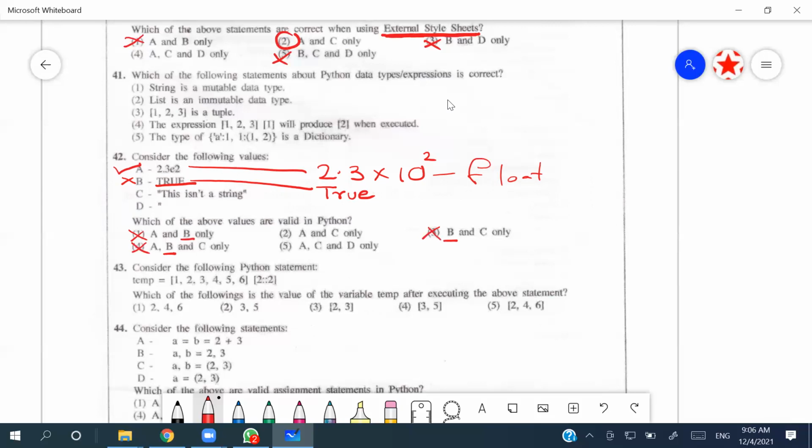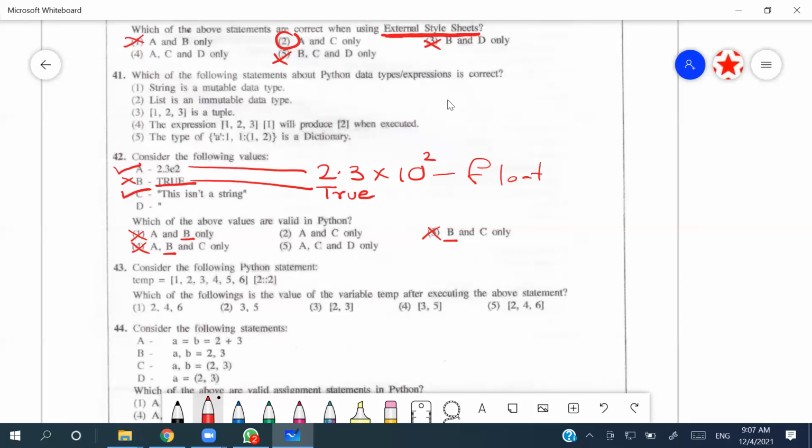And C, this isn't a string. Now that is correct. It is starting from double quotes, delimited by double quotes, and a single quote is used inside the string. So it doesn't matter, right? That is the way we are going to use single and double quotes inside a particular sentence or a string. So C is a correct one. So A and C is correct.